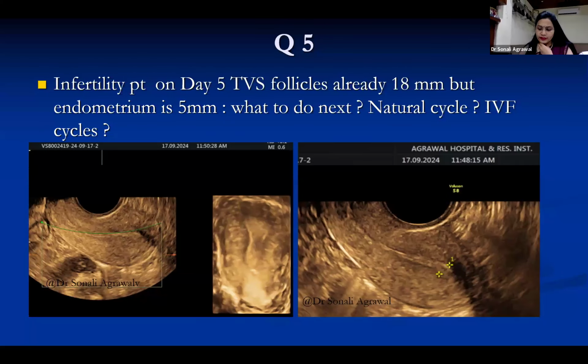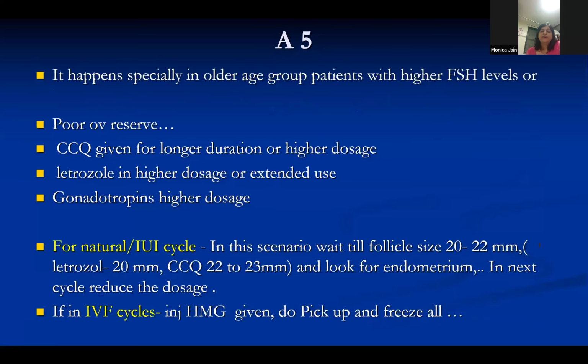Right. Dr. Monica, would you like to add something? If the follicle is 18 millimeter and it's only day 5 and the endometrium is thin, and it is a good flow follicle, then we should discard this cycle. We should not go for any stimulated cycle or IVF or IUI. We should go for the natural cycle, and we can give her estrogen tablets and follow this cycle.